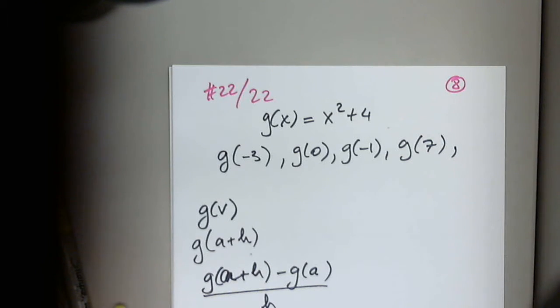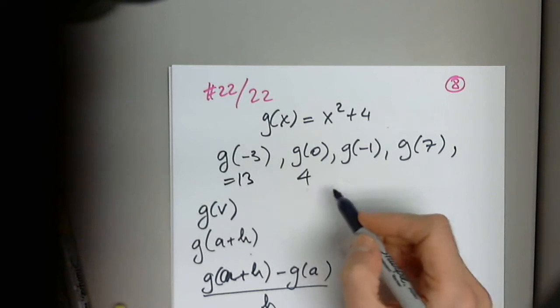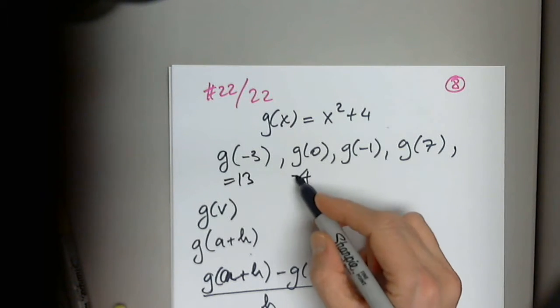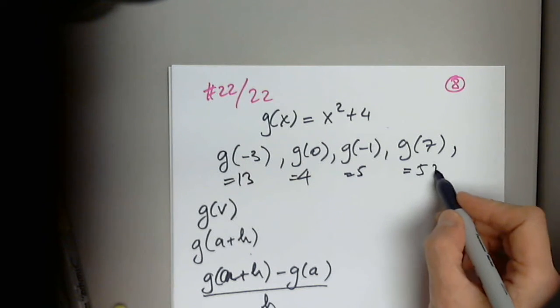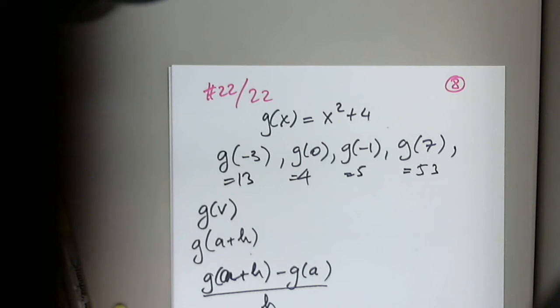So the first answer is 13. The second one, of course, is 4. The next one is 5. And the last one, g of 7, is 53. So I'm sure we don't have any problems with that. We use the exact same idea.